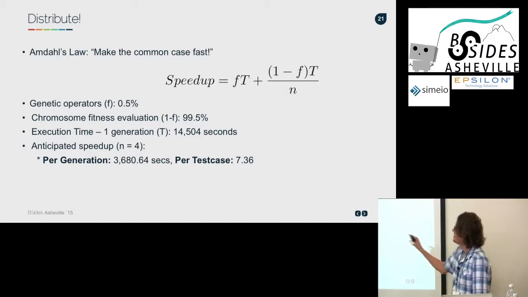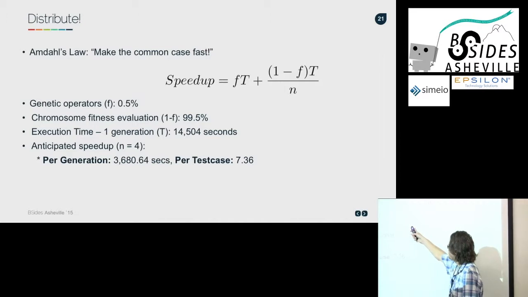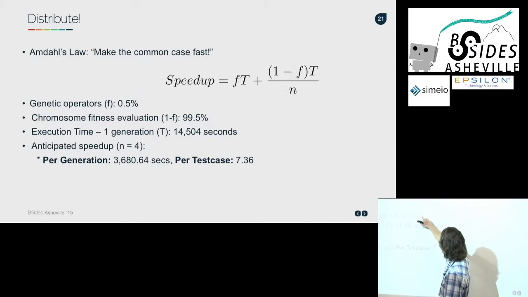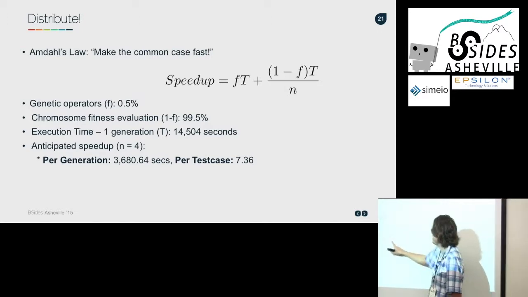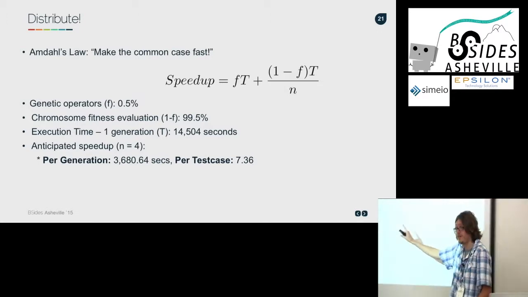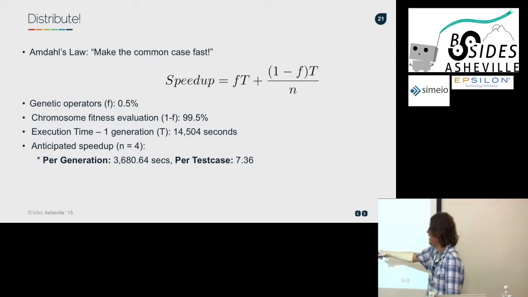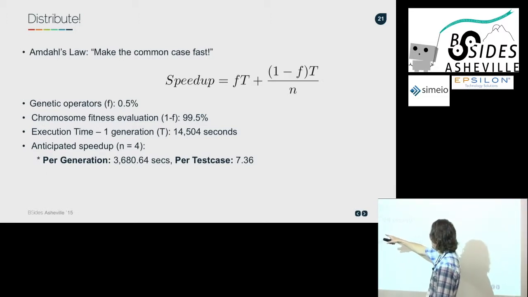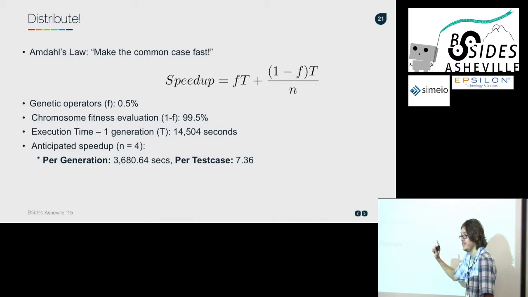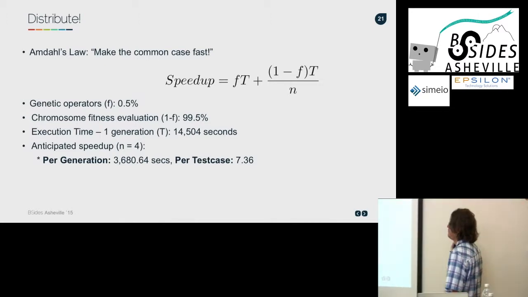So I need to speed up this portion of it, right? So how do I do that? Well, I can do some math based on this function, and I can say if I actually just add 4 more nodes to this cluster and I distribute this chromosome fitness evaluation, I can actually pull my test case execution time down to 7.36 seconds, right? Really fast. And I can scale into whatever number I want, right? So I can build a cluster very easily here.